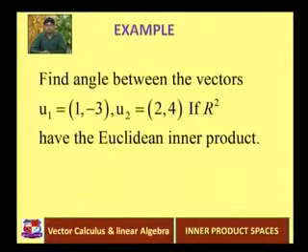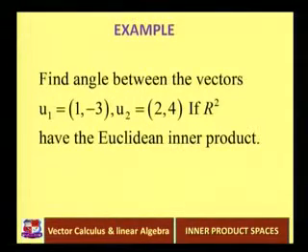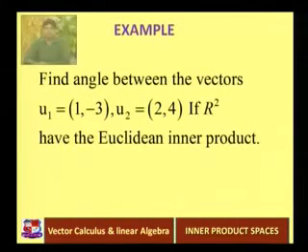Let us take one example: find the angle between the vectors u1, that is the vector 1 comma minus 3, and another vector u2, that is 2 comma 4. R2 has the Euclidean inner product. Students have to note that here R2 has the Euclidean inner product, which means we deal with only the dot product between u and v.